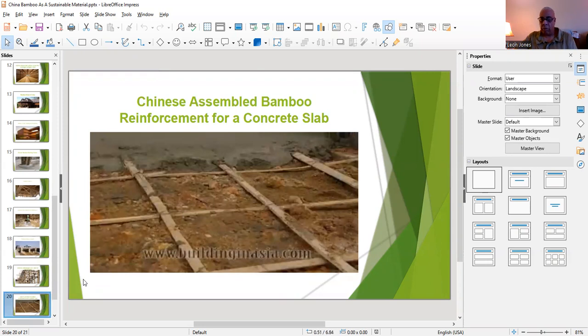Now, I told you about rebar. Well, right here, they're going to put a concrete slab in, and instead of using steel bars, because see, when you use steel bars for concrete, sometimes the steel will rust. And when the steel starts rusting, it can weaken the concrete. Well, you don't have that problem here with bamboo. Again, bamboo is very versatile.